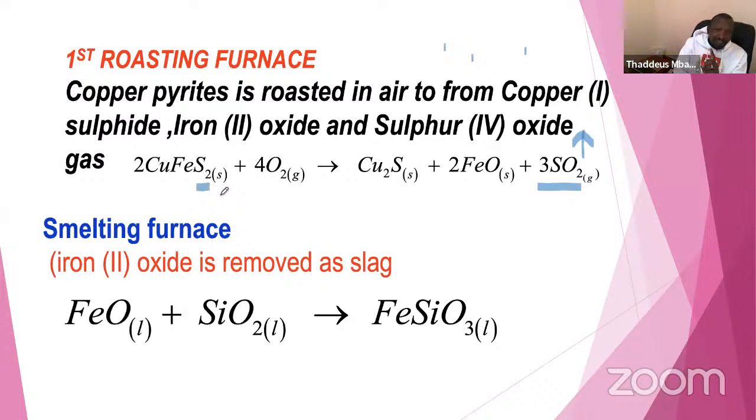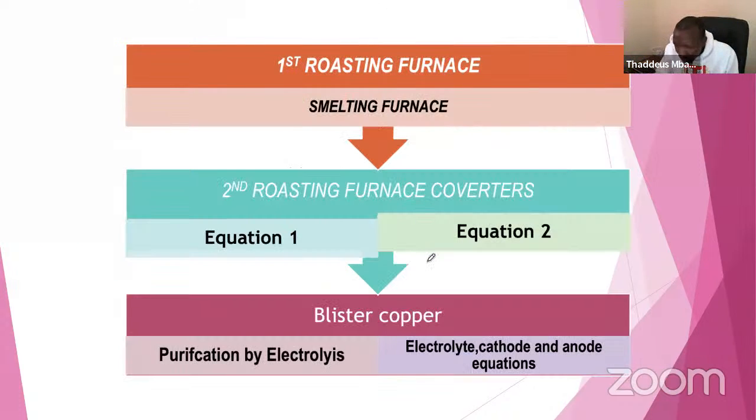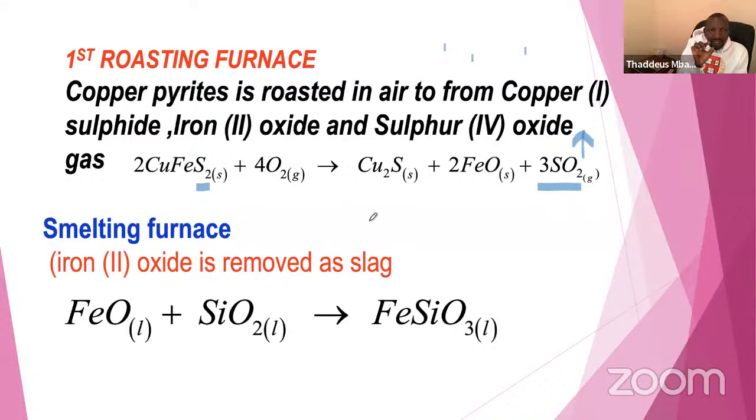So the first thing is sulfur. It's very easy to remove sulfur. You just burn it. Any component of sulfur in the copper pyrite will burn in presence of oxygen to form sulfur oxide. Sulfur oxide is a gas, so it is allowed to escape. Very easy. The iron 2 oxide is not a gas, so it cannot escape. So it remains. So after the roasting furnace, we are going to have copper 1 sulfide and iron 2 oxide. And remember, these two remain.